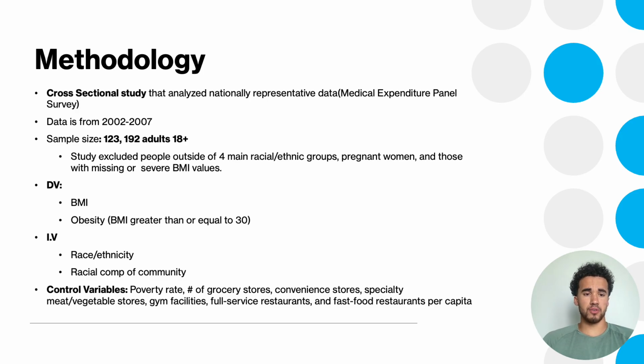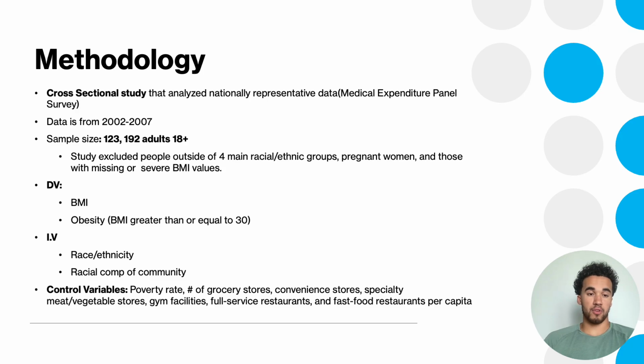The study had a few exclusions, including pregnant women, people with extreme or severe BMI values, or even missing BMI values. People that were also excluded were people outside the four main racial ethnic groups that included Hispanics, non-Hispanic whites, non-Hispanic blacks, and non-Hispanic Asians.